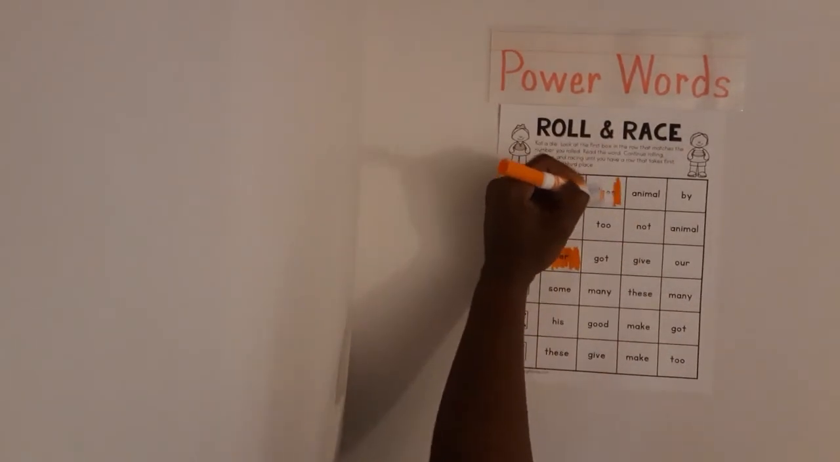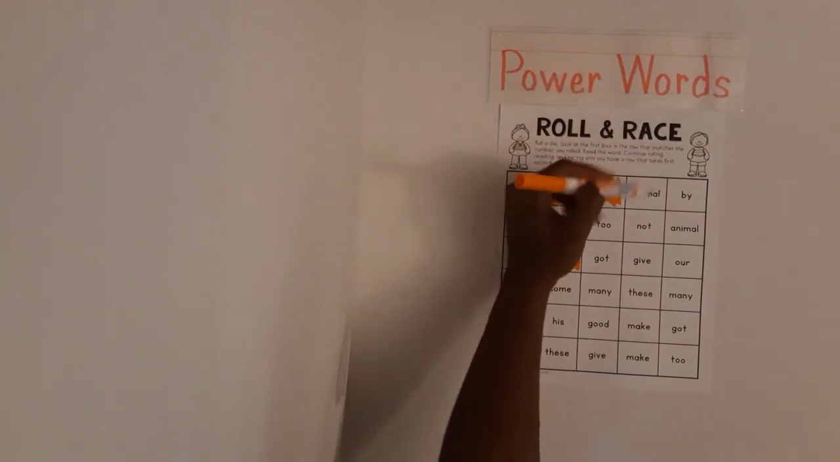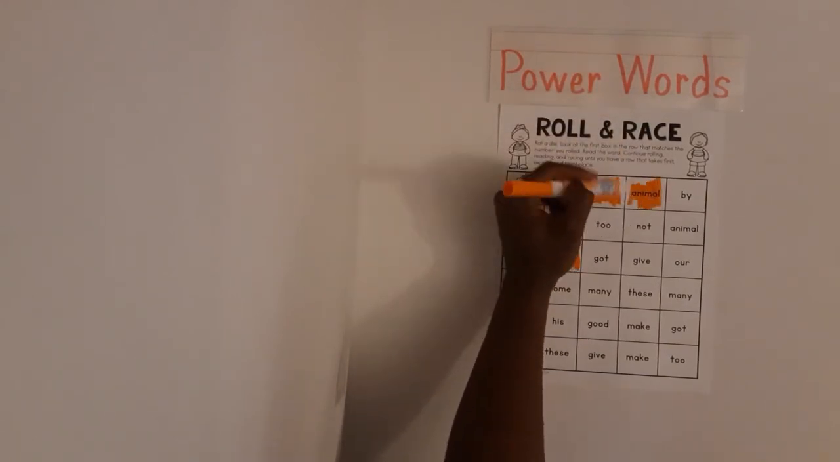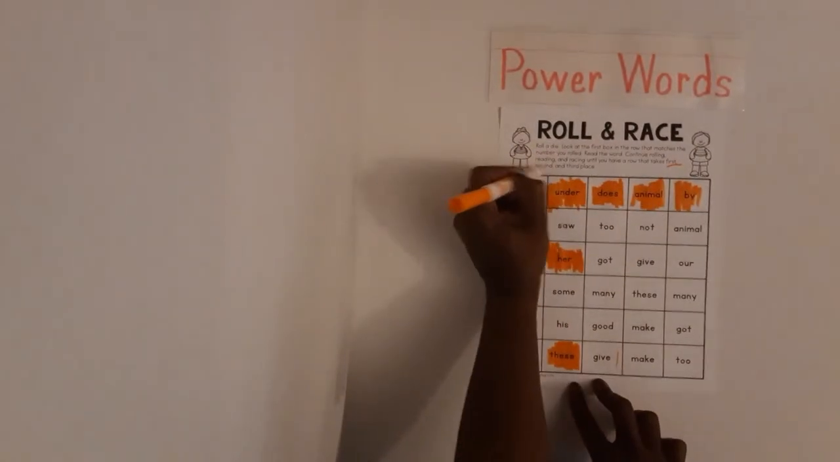And say you roll one again. And then you do it again. So that box would come in first. And then you keep rolling until you have a box that comes in first, second, and third.